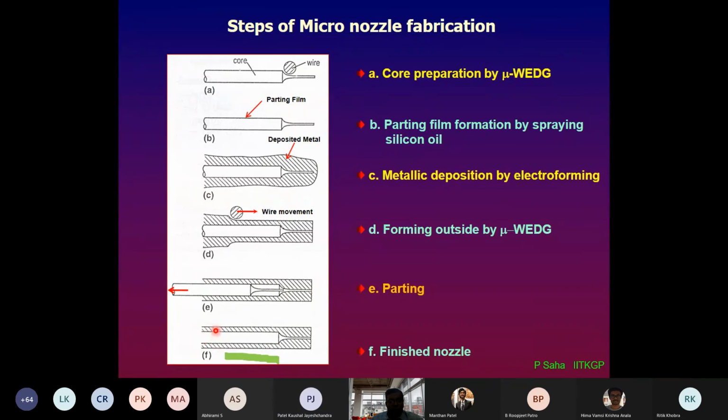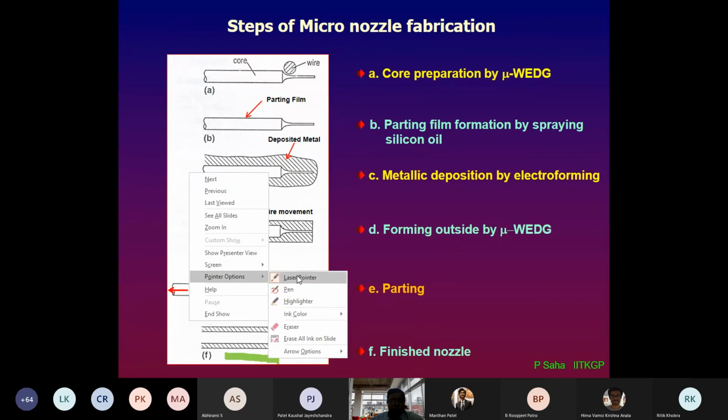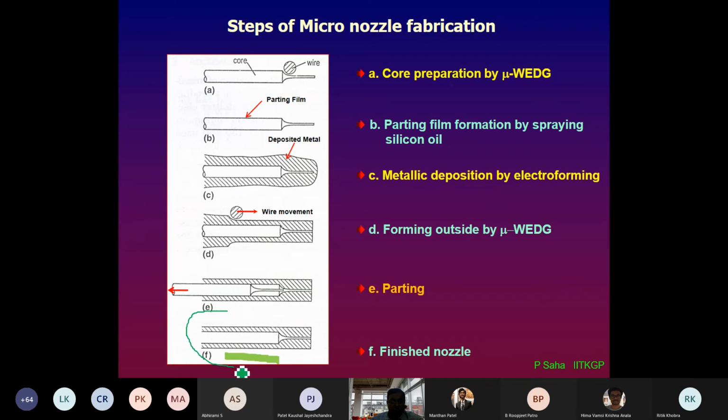Now these small micro nozzles, we can attach to a small dispensing shaft, and if you put some liquid, just like a syringe, you can dispense some liquid through these micro nozzles. So this is how, through micro wire electric discharge grinding, which is an extension of micro EDM, combined with other things like metal spraying and electroforming, you will be able to get this kind of shapes. So this was my targeted shape, which we have got now.